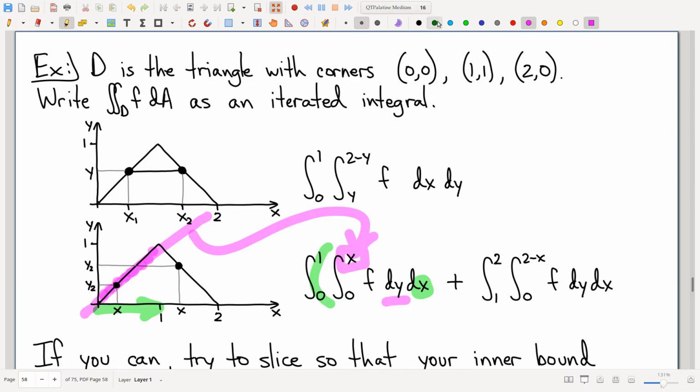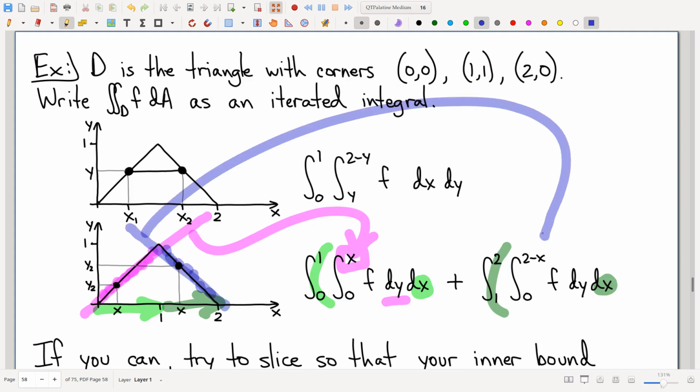But for these values of x, as x goes from 1 to 2, my upper bound for y is going to come from that curve, which has a different equation, and you're going to get a different formula for that y upper bound. Everybody see how that happened? The details, of course, right? But the curve from which I get my y upper bounds is a different curve for different values of x.